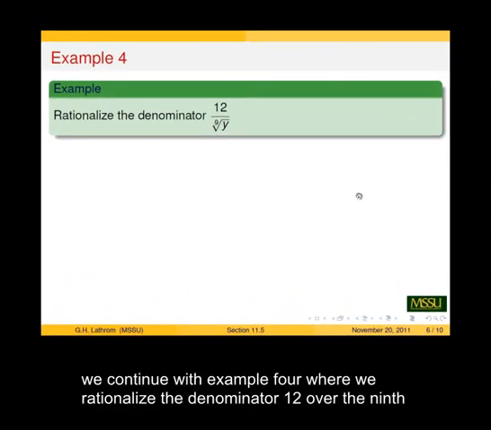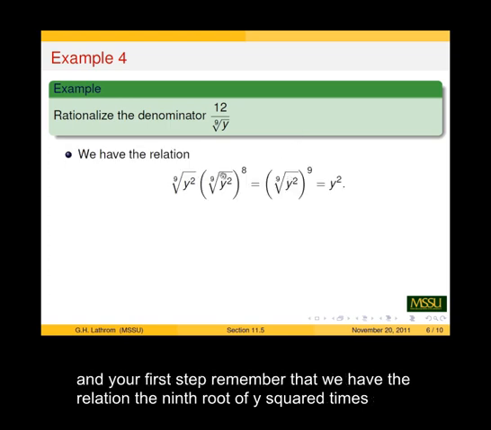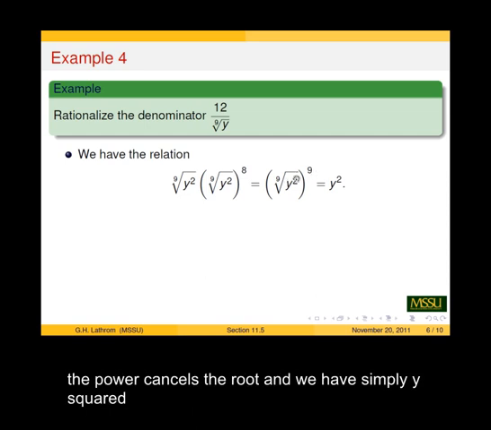Let us continue with example 4. We wish to rationalize the denominator 12 over the 9th root of y squared. There is a typo here, and that is supposed to be y squared. As our first step, remember that we have the relation the 9th root of y squared times the 9th root of y squared to the 8th power gives us the 9th root of y squared to the 9th power. The power cancels the root, and we have simply y squared.